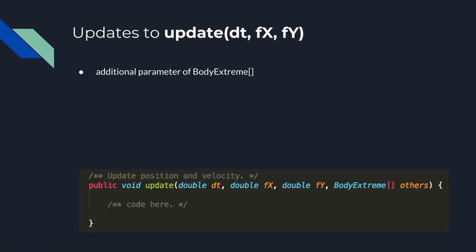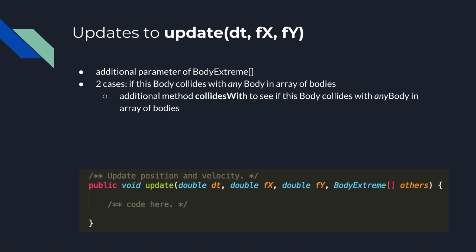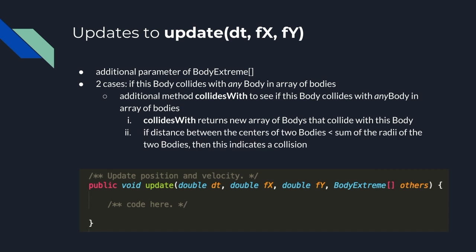One of the main methods that we updated was update, originally taking in 3 parameters. We also added an additional parameter, which is an array of BodyExtreme. Update divides the code into 2 cases. We also wrote an additional method, collidesWith, to see if this body collides with any body in an array of bodies. So how do you know if 2 bodies collide? This is how we determine it.